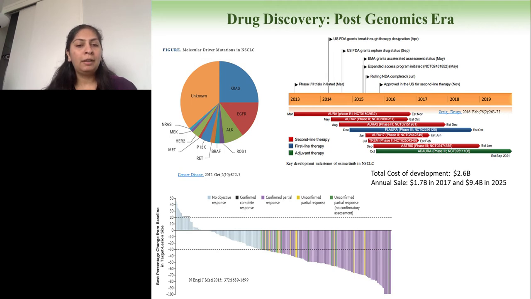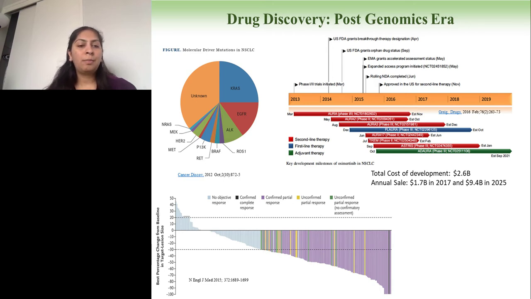However, if you look at the waterfall curves of these patients, so what are waterfall curves? Waterfall curves over here indicate the response of the patient to that particular therapy, and each bar over here is an individual patient. So what you can see is that the majority of the patients have either an unconfirmed partial response or stable disease that they progress on. Very few patients eventually achieve complete response.